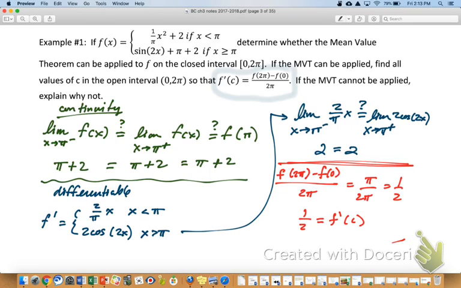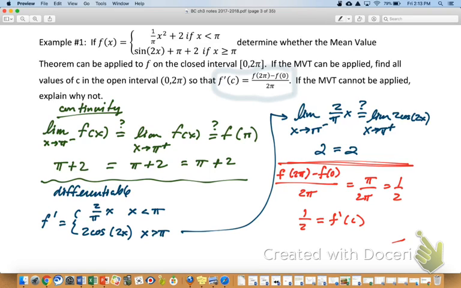How many pieces are there? 2. So we're going to set 1/2 equal to 2 over pi x. We'll set 1/2 equal to 2 cosine 2x. Does that make sense? Why are there 2 of them? Because it's piecewise. It's a continuous and differentiable piecewise.